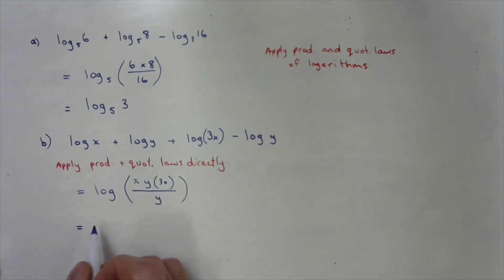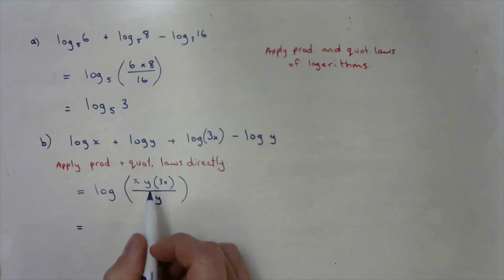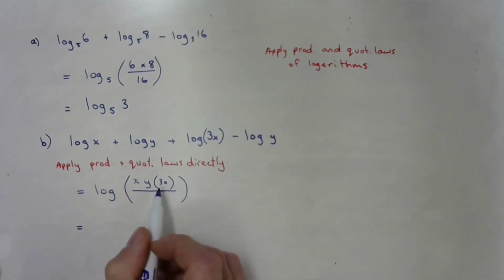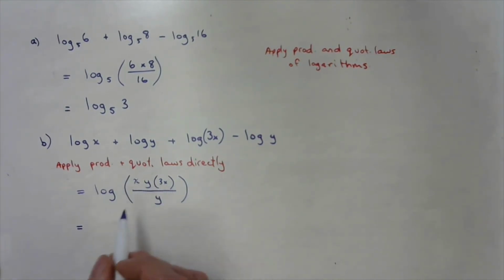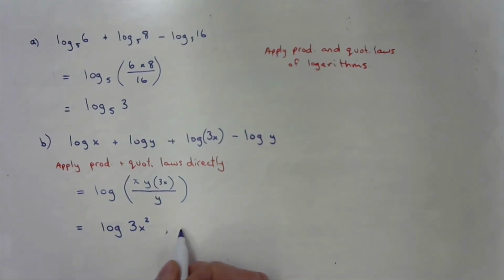And then I can simplify this by canceling out my factors of y in the numerator and denominator. I have a factor of 3, and I have 2 factors of x. So I end up with the log of 3x squared. But because of what we know about logarithmic relations, we need to have some restrictions on this. So this is only true where x is greater than 0 and where y is greater than 0.